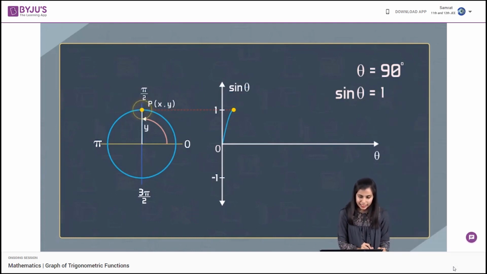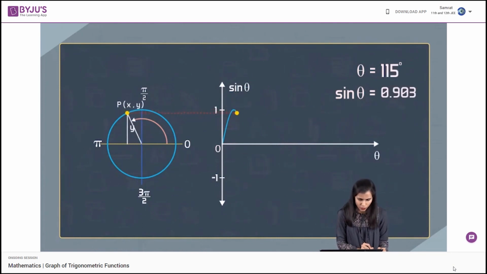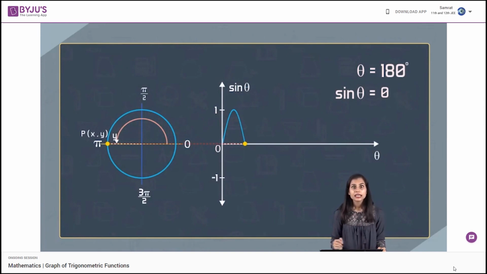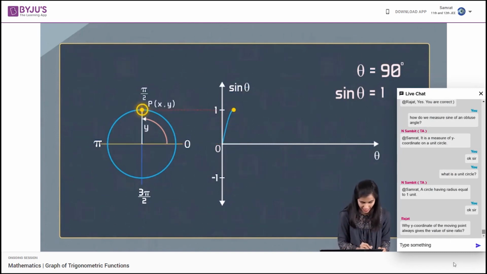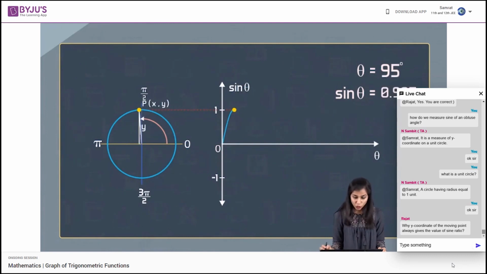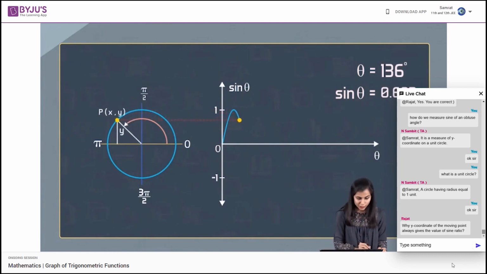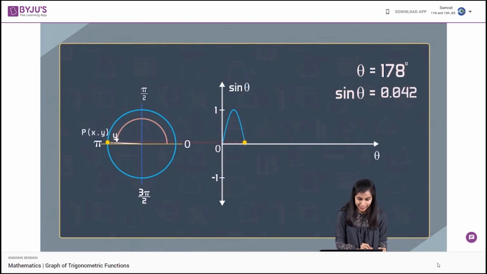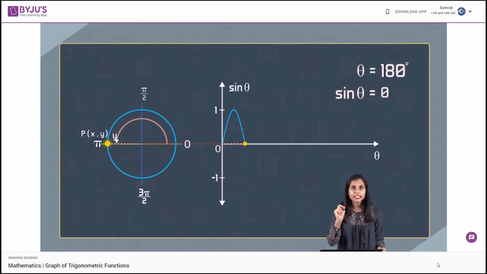Now, I'm allowing my theta to vary in the second quadrant. Let's see what happens then. When theta varies in the second quadrant, what can you see? The values of sine theta are decreasing correspondingly. Let's watch that again. As my theta is varying in the second quadrant, the values of sine theta are correspondingly decreasing. And when theta became pi, sine theta again became 0.